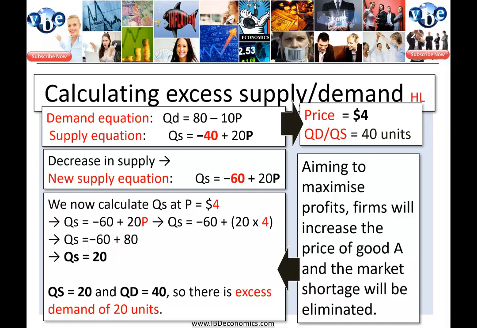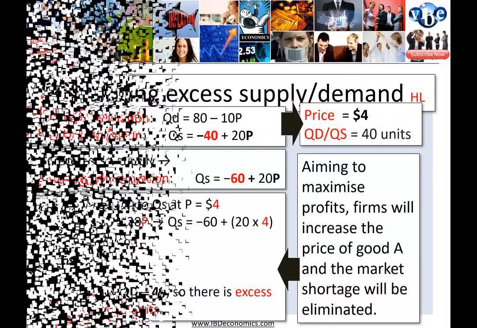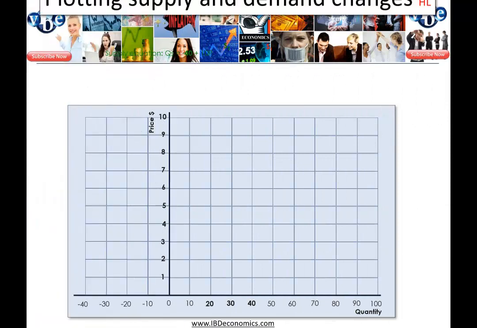Now remember, aiming to maximize profits, firms are going to increase the price of good A and the market shortage will soon be eliminated. Those market forces we discussed in the last lesson will come into effect. Consumers will bid up their prices to obtain the good.